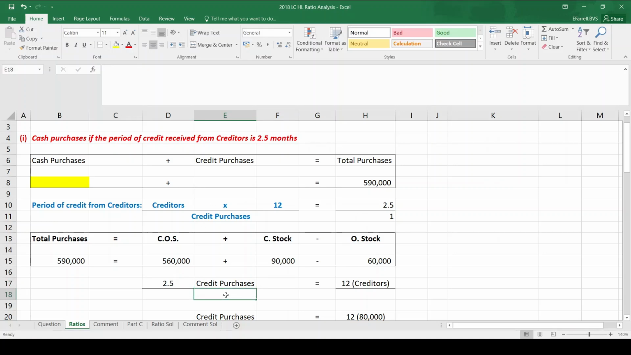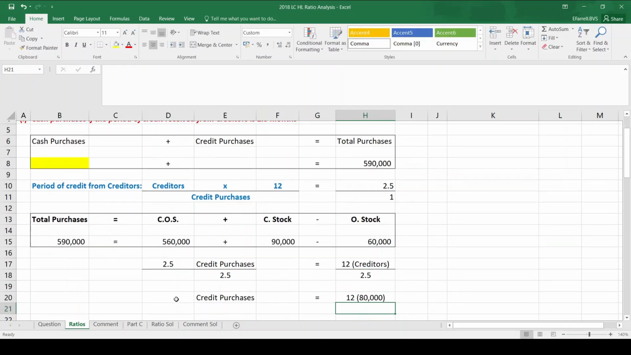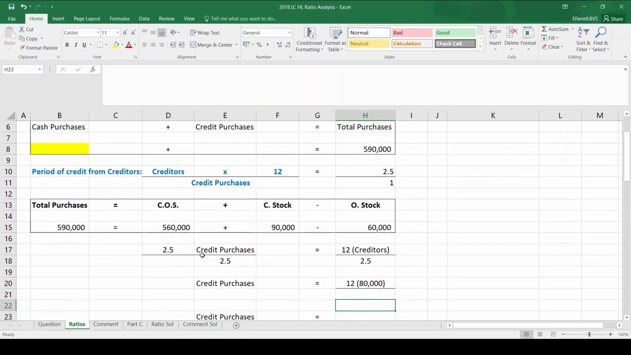So now we want to work out credit purchases. So I want to get rid of the 2.5 on top. To do that, I divide by 2.5, and I divide by 2.5 on that side of the equals as well. These two cancel each other out, top and bottom. So I'm just left with credit purchases is equal to 12 times creditors divided by 2.5.